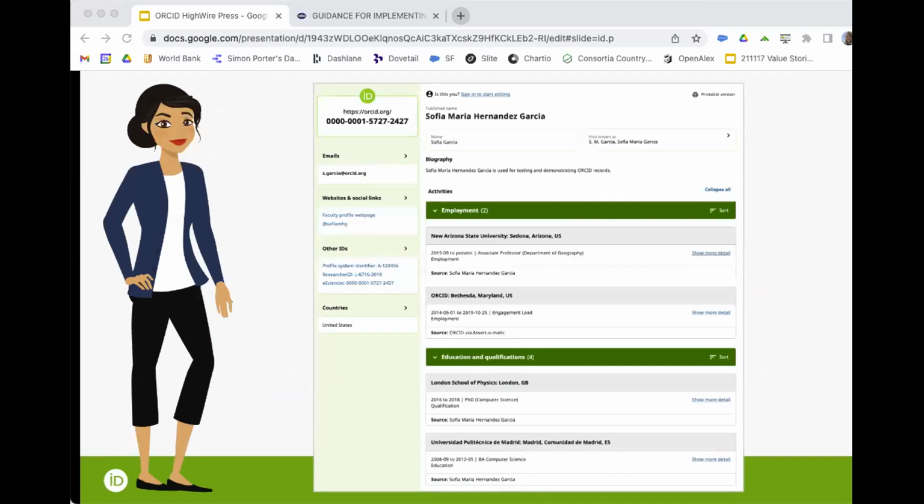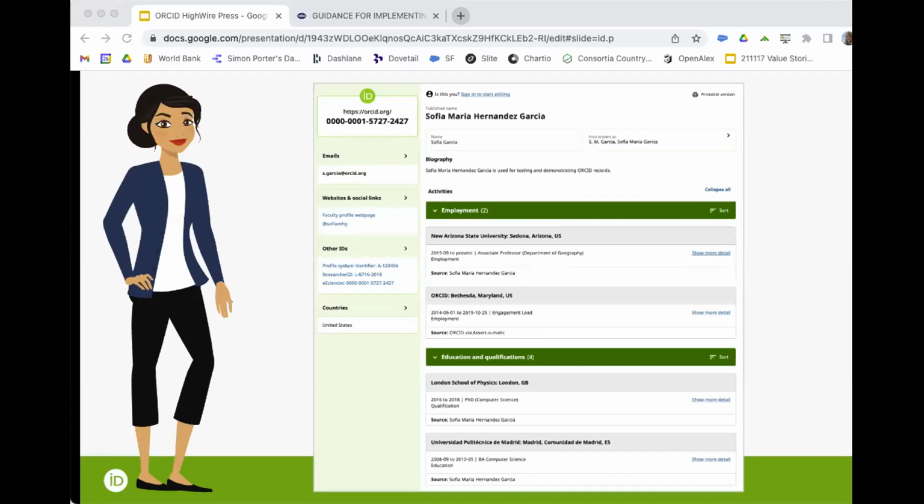So here's an example from our fictional researcher, Sofia Maria Hernandez Garcia. Please imagine Sofia is a researcher submitting a manuscript to one of your titles. Sofia went to our website, orchid.org, and spent about 1 minute registering for her Orchid ID, which you see at the top of the screen. It's the URL ending in 2427.